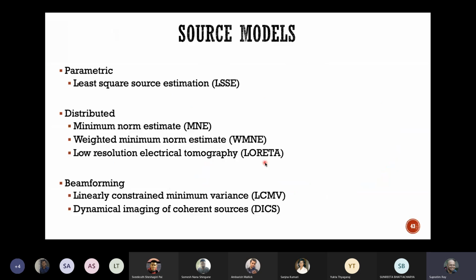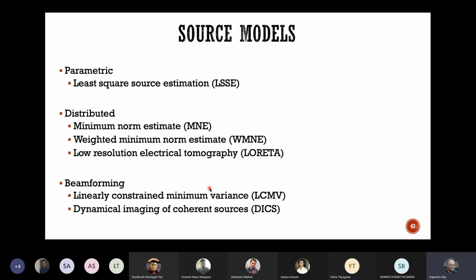And now let's talk about how to get the sources given the voltage distribution. Okay, so that's a classic source localization problem. There are a lot of different techniques that are used, and we will briefly touch upon some of them.